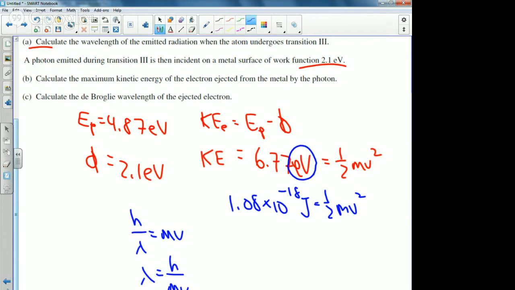Did I add them instead of subtracting them? So I meant 2.67. Sorry. 2.67. So therefore, 2.67 times 1.6 e negative 19. 4.27. Sorry about that. Okay. All right.